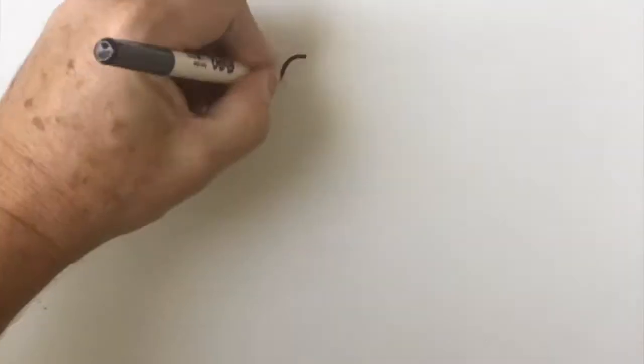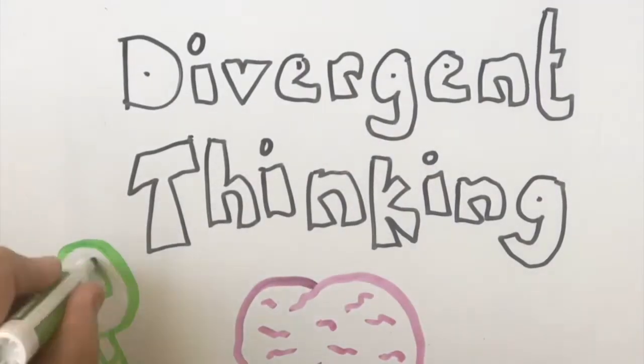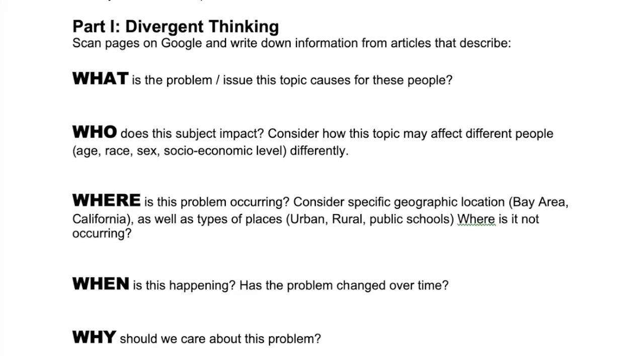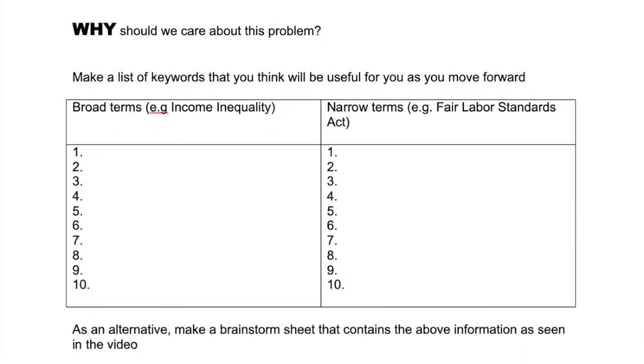This thinking process is called divergent thinking, and this is where you let your mind open for all the possibilities around a subject without shutting any ideas down. If you don't like brainstorming webs, I've created a worksheet to help you keep track of the information and keywords here.